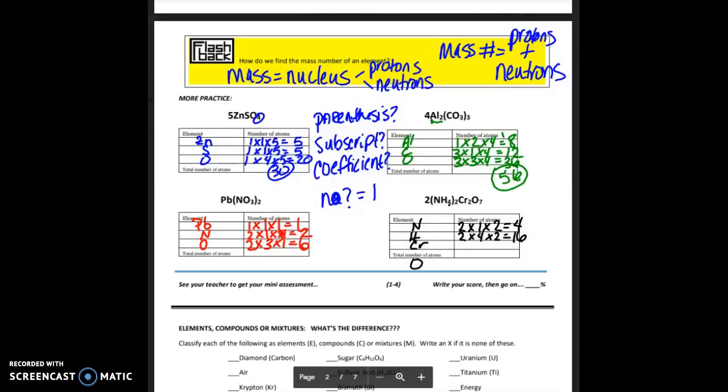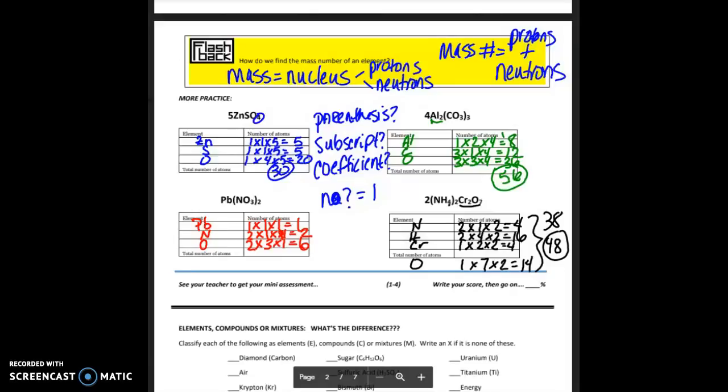Chromium, no parentheses. The rest of these are outside the parentheses, so chromium has no parentheses, has a subscript of 2, and still has that coefficient of 2, giving us 1 times 2 times 2, a total of 4. And our oxygen, of course, is outside the parentheses, so that would be 1. It does have a subscript of 7 and still has that coefficient of 2, giving us a total of 14 atoms. And if we add all of those together, we get 48 total atoms.